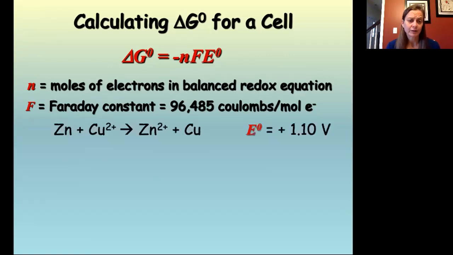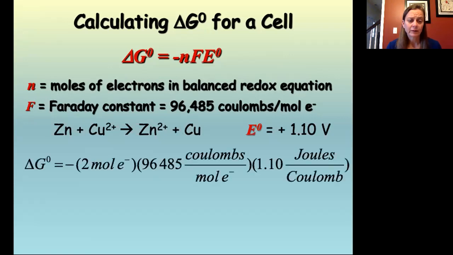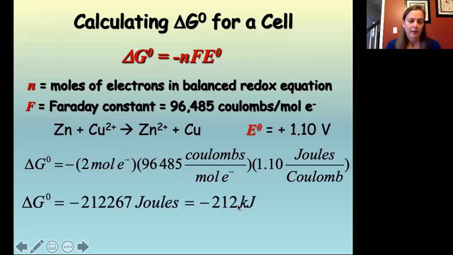So we have our cell potential here of 1.10 volts, and we can calculate delta G. We have 2 moles of electrons, 96,485 coulombs per mole of electrons, and 1.10 volts, but we also know that a volt is a joule per coulomb. So we can cancel out coulombs, we can cancel out moles of electrons, and we're left with a delta G in joules of negative 212,267, or we can say negative 212 kilojoules.